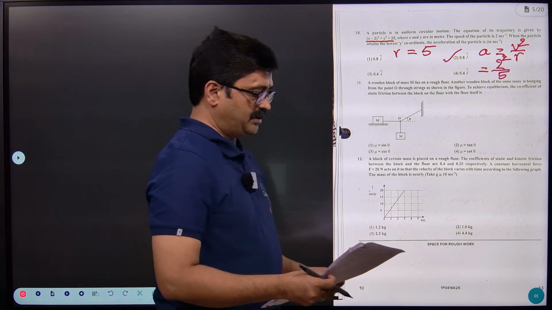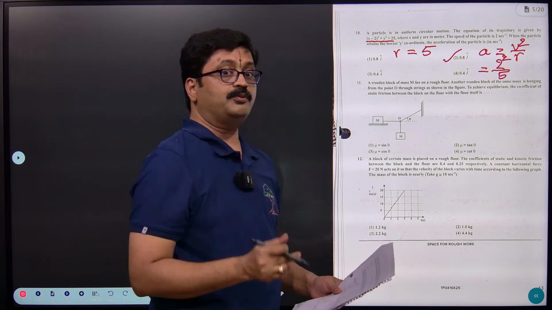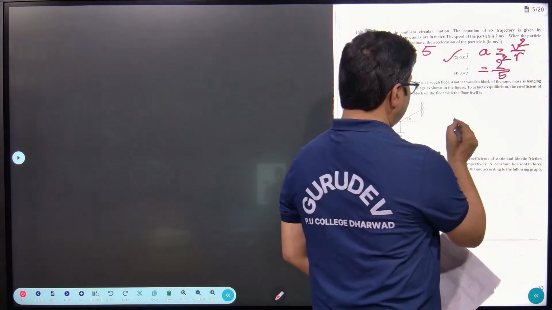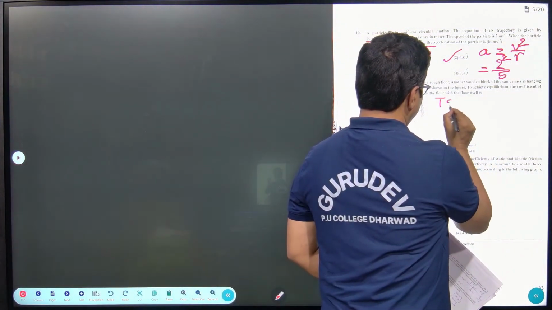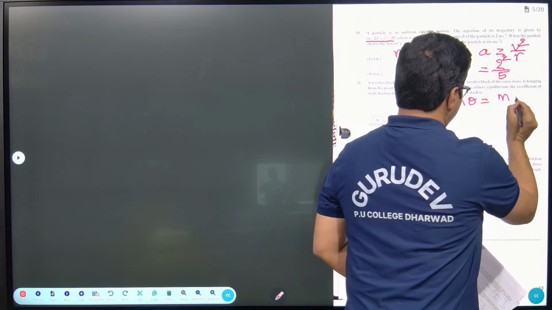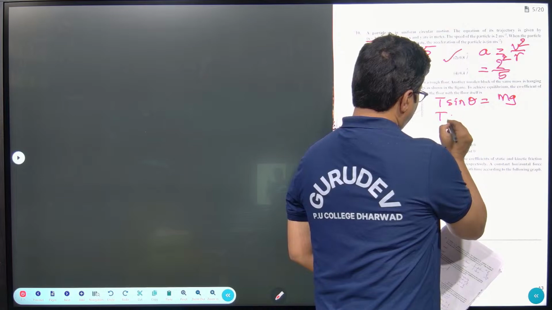Now moving on to the 11th question. In this particular question, we can consider two components of tension here, correct? The first component, T sin theta equal to mg, the second one, T cos theta equal to mu mg.